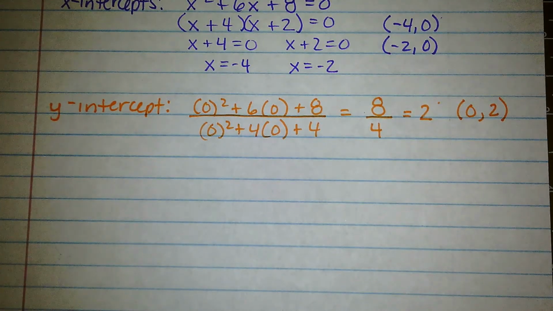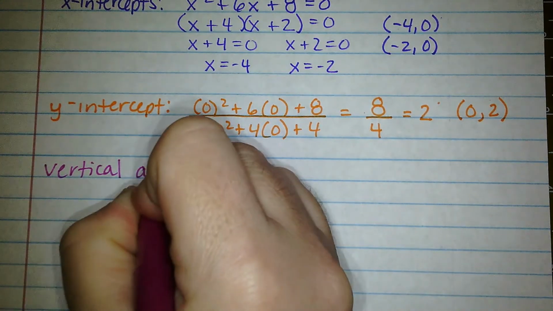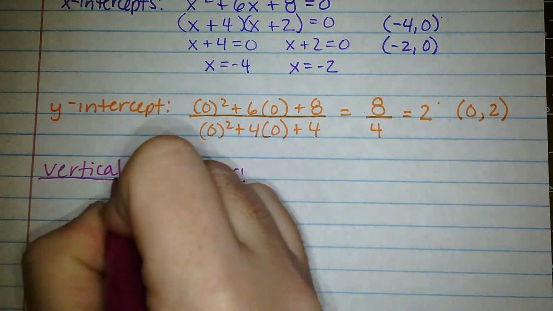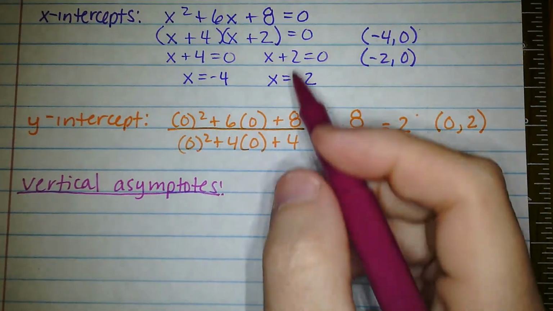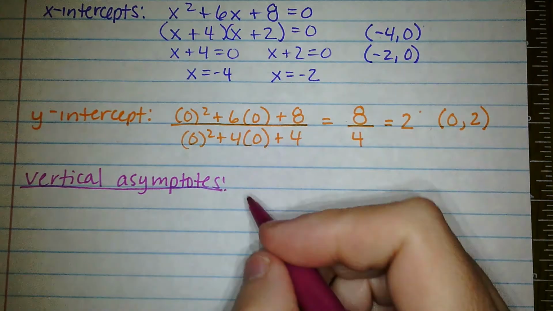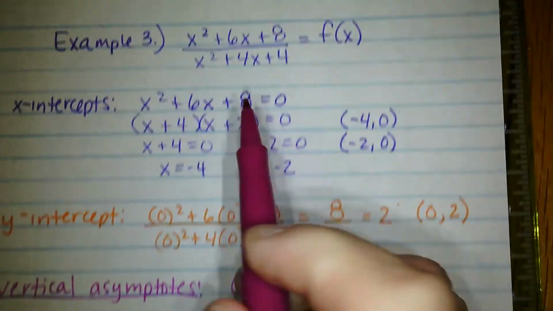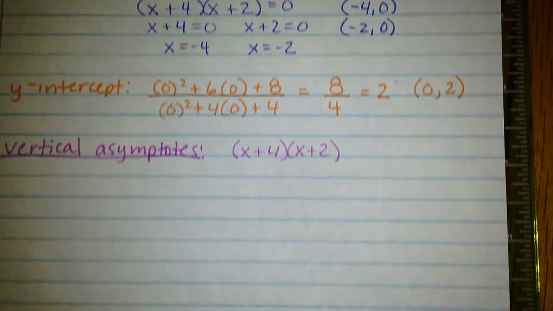Third thing, vertical asymptotes. So just grabbing my pen. Vertical asymptotes are found after you factor everything and cancel. Anything that's left over in the denominator becomes a vertical asymptote. And we already factored the top. The top is x plus 4 and x plus 2. The bottom, when I'm looking at this one, factors of 4 that add to 4 would be 2 and 2. All positive, of course.